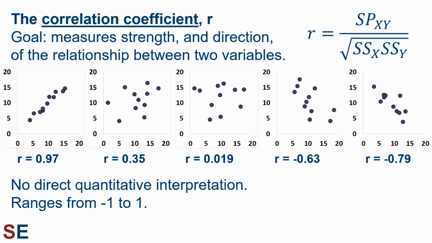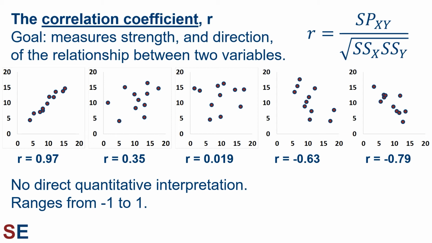After getting the equation for the best fit line and determining whether it's statistically significant or not, most correlation and regression analyses calculate two additional values. The first of these is the correlation coefficient, represented by a lowercase r. The goal of this value is to describe the strength and direction of the relationship between the two variables. R is calculated using the equation shown. It's the sum of the cross products divided by the square root of SSx times SSy.